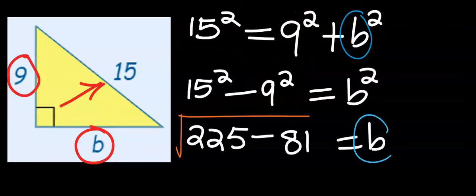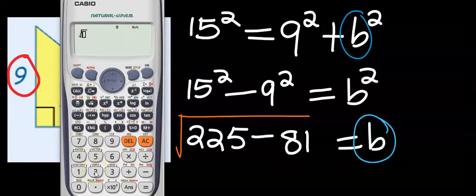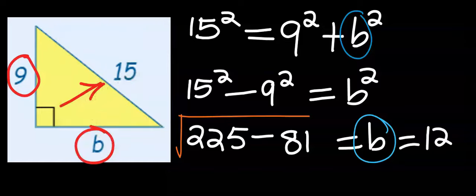Next, to isolate B, we're going to take the square root of the other side. Next, using our calculator, we're going to have the square root of 15 squared is 225, and the square of 9 is 81, and here we're going to have 12, and the base is 12.